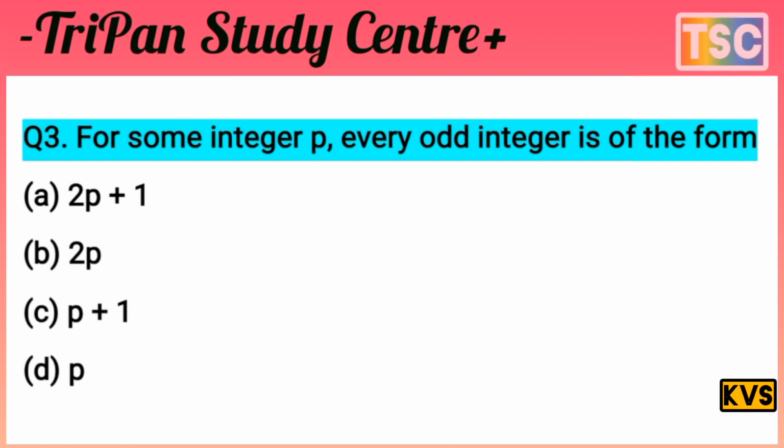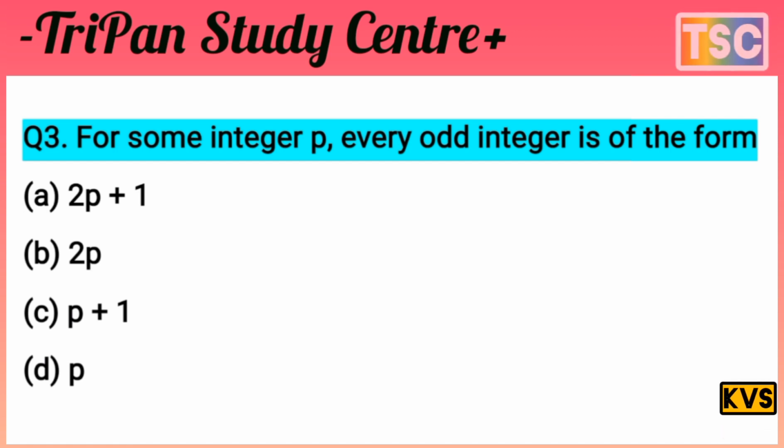Let's see what the answer is for this question. The question is direct and important for the MCQ: for some integer p, every odd integer is of the form? Question is clear. Option D, p, is not necessarily an odd integer, C, p plus 1, is not necessarily either, and B, 2p, is never odd, but A, 2p plus 1, is the answer. For some integer p, every odd integer is of the form 2p plus 1. That is the correct answer.